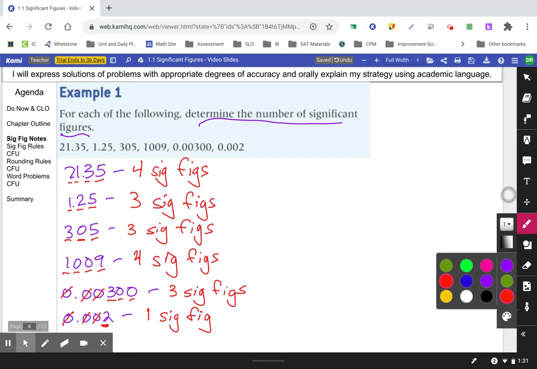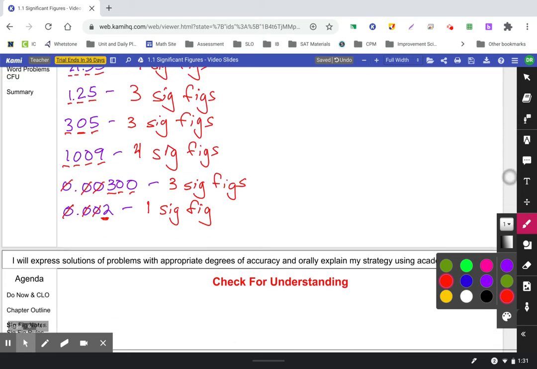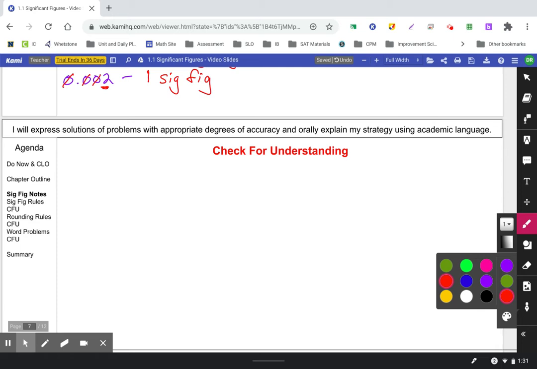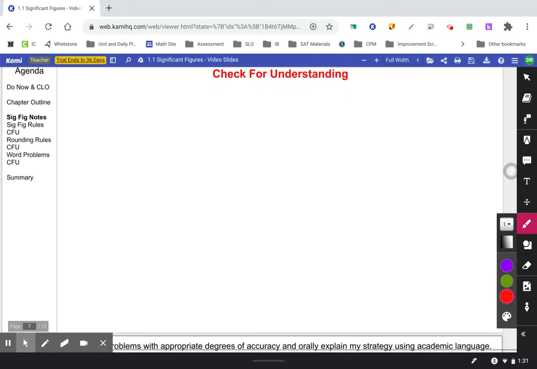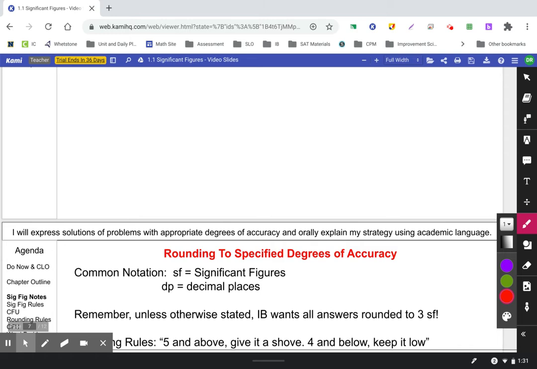So now what we're going to do is actually have a quick check for understanding. So on your screen, it should automatically stop and a question will pop up for you to answer. So go ahead and complete that now. Welcome back from your check for understanding. Hope you did well on it.